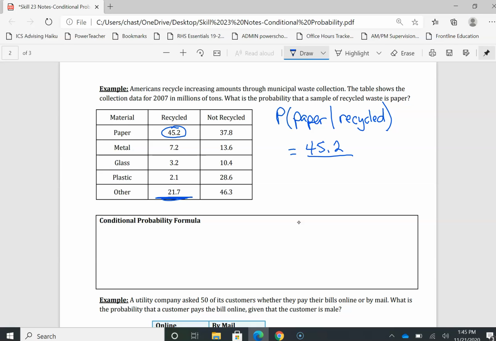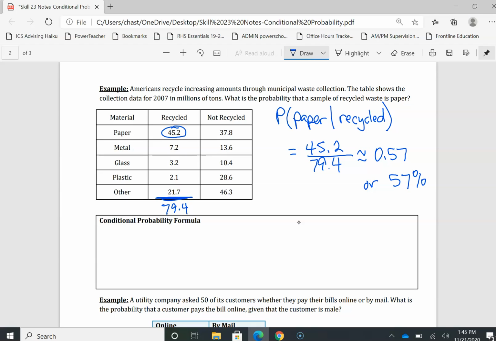So I need to find my total of all the recycleds. Let's go ahead and do that real quick. 45.2 plus 7.2 plus 3.2 plus 2.1 plus 21.7, which is 79.4. And so what we're going to do now is divide that out, and we get about 0.57 or 57%. So what this means is of all the things that were recycled, 57% of it was paper.